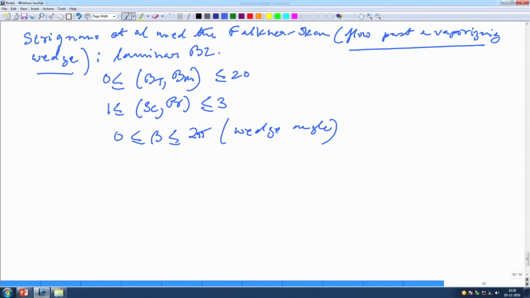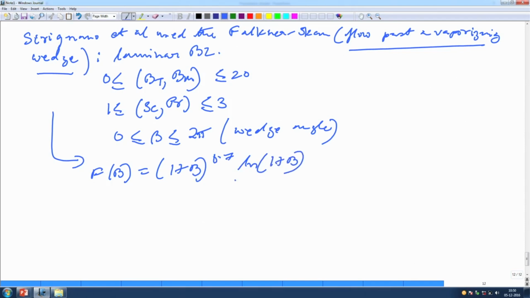So, using the similarity solution, what he showed, and this we also narrated earlier, was that F(B) was nothing but (1 plus B) raised to the power of 0.7, times ln(1 plus B) divided by B. This we did in the last lectures. Using the similarity solution here, this is what he showed.